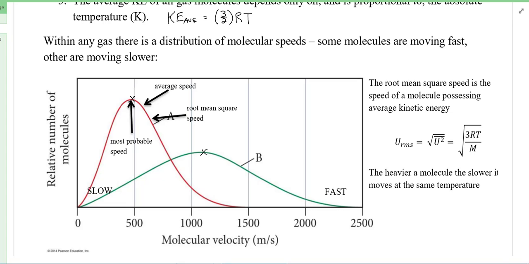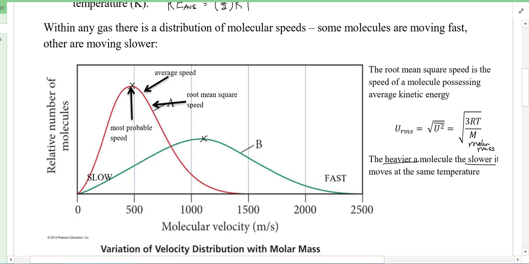Okay. Now, one of the things with this I want to point out, this formula, 3RT, R is a constant, M is the molar mass. So the heavier the molecule, the slower at the same temperature. So if we look at particles, there's 2 takeaways I want you to get from this. One is that in a sample of matter, not every particle of that matter has the same temperature or the same amount of thermal energy.